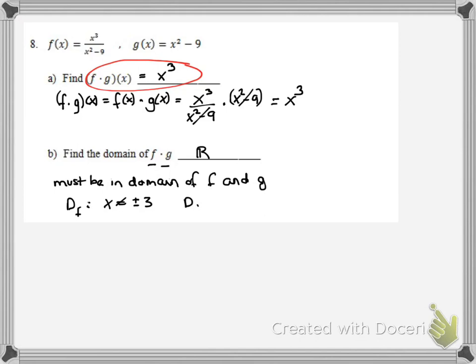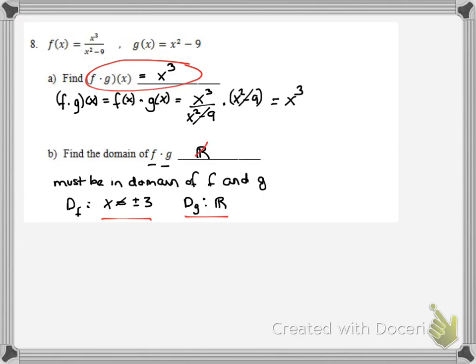For the domain of g, I look at that function g and it has no restrictions. So the domain is all real numbers. We have to be in both of them. So right here, g says anything's good to go, but unfortunately for f, we can't have 3 or negative 3. So we have to make sure that we satisfy both criteria.